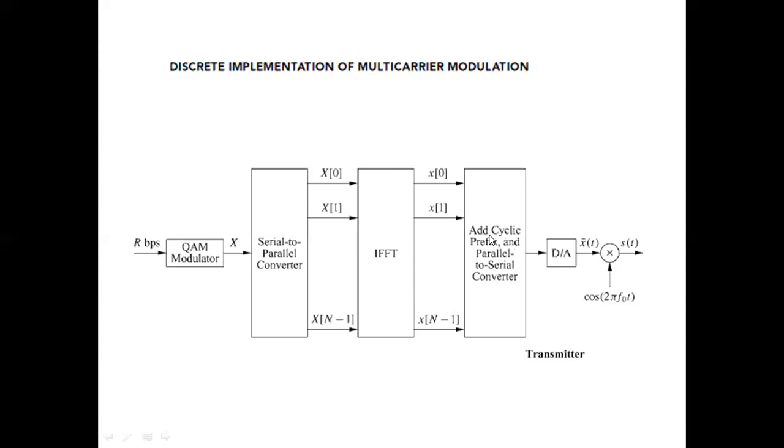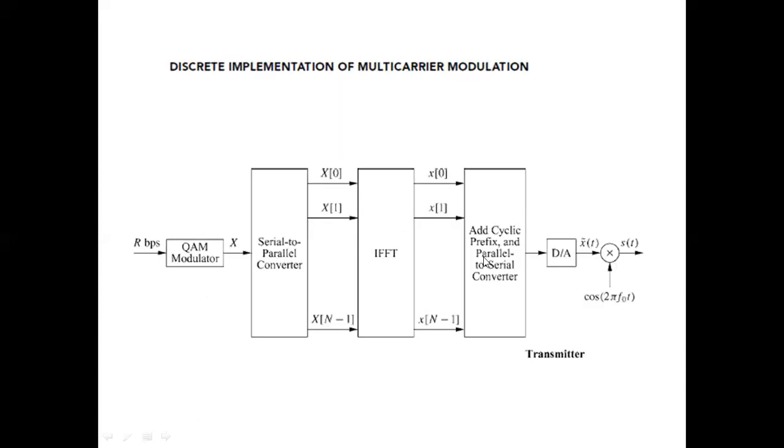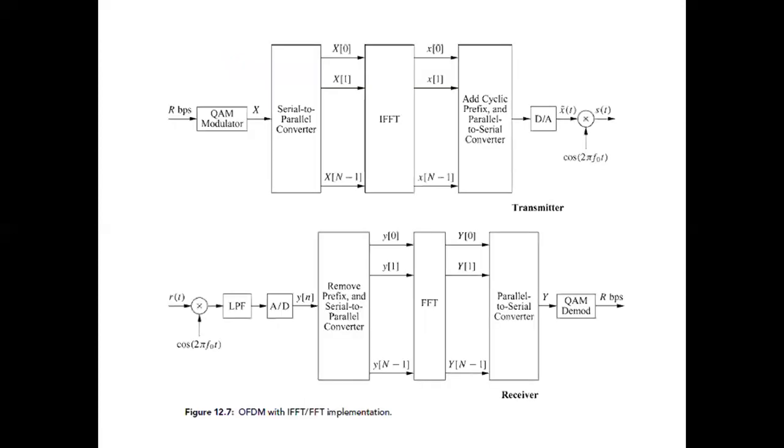Then afterward, there is a trick called adding a cyclic prefix. We will discuss the cyclic prefix. Then you convert the data back from parallel to serial. You convert it into suitable analog data, take a center carrier and just modulate it, and there you go. So you have your orthogonal frequency division multiplexing.